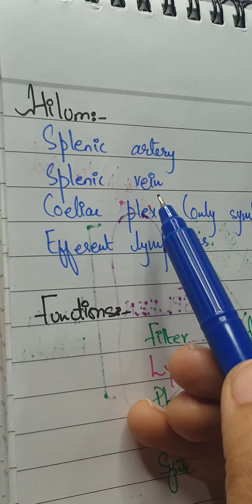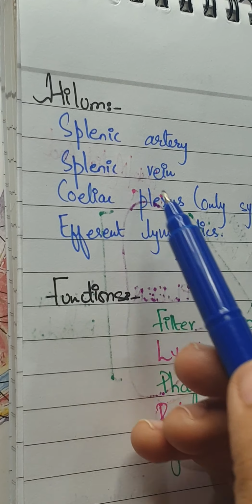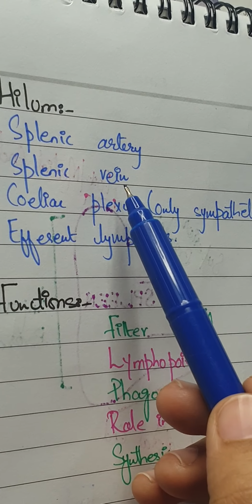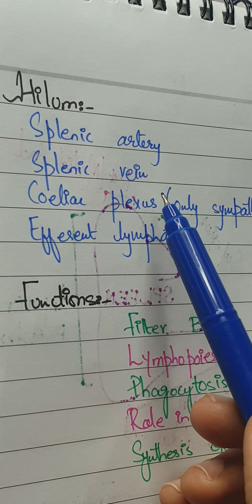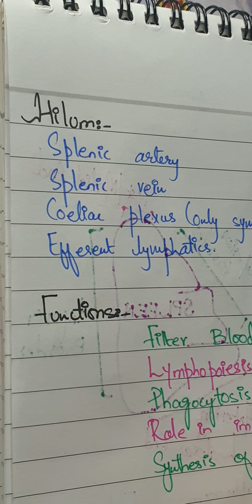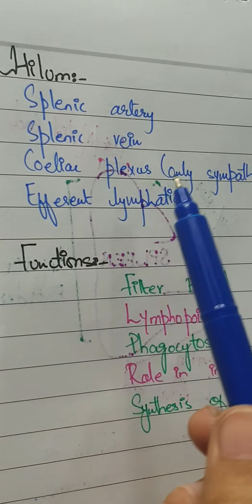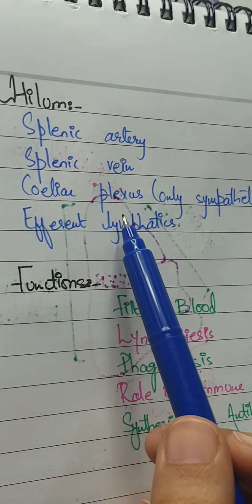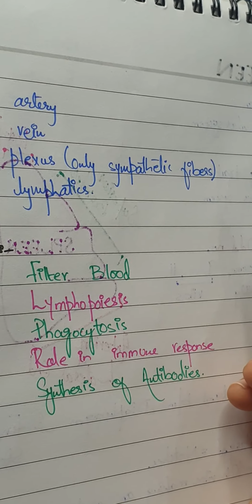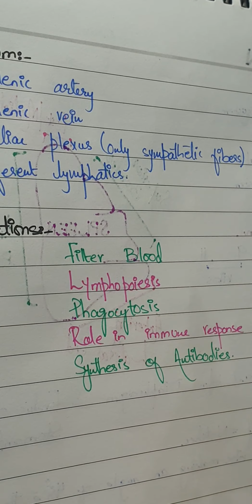The splenic vein is formed at the hilum of the spleen. It leaves the spleen at the hilum. Then it joins the superior mesenteric vein to form the portal vein. Remember, I told you that the spleen is not a part of the alimentary tract, but it drains into the portal venous system. And the spleen is supplied by the celiac plexus of nerves, only by the sympathetic fibers. Efferent lymphatics also leave the hilum. There are no afferent lymphatics entering into the spleen.